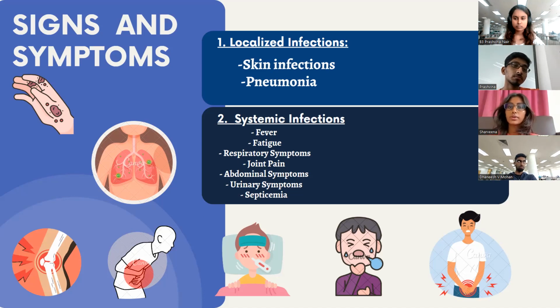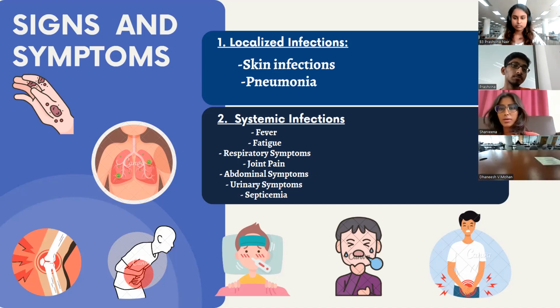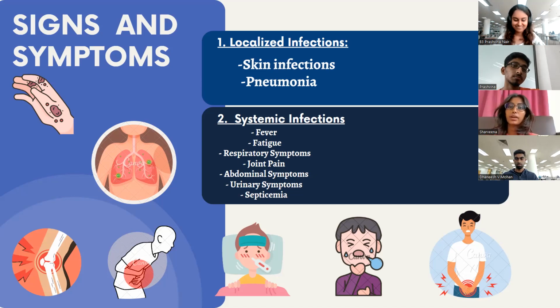Number 3 is systemic infections, which is fever. High fever is a hallmark symptom of melioidosis and is often persistent or recurrent. Also generalized weakness, fatigue, and malaise. Respiratory symptoms are cough, shortness of breath, and chest discomfort. Joint pain, where pain, swelling, and stiffness in the joints take place.